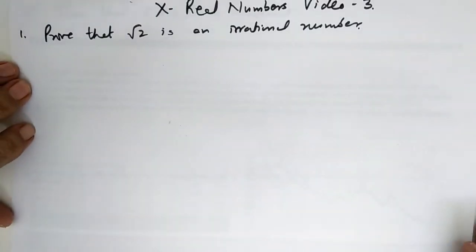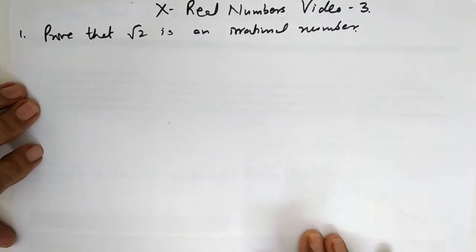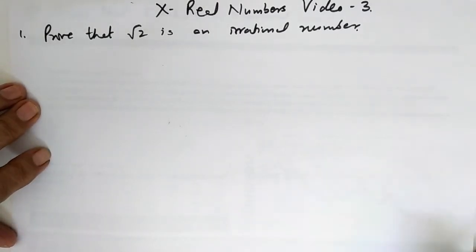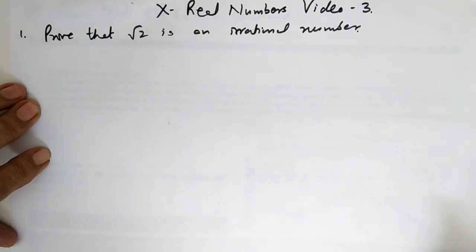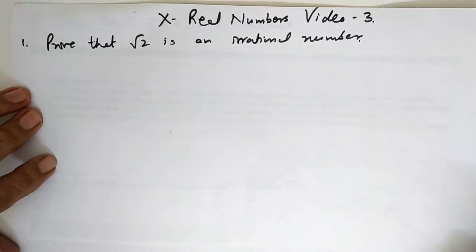Hello beta, today we will do few questions on real numbers. First question is prove that root 2 is an irrational number. इसमें you can have root 2, root 3, root 5, root 7, any number. Method is same, please follow it.